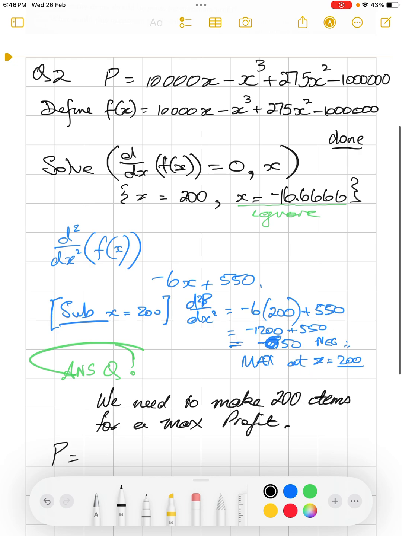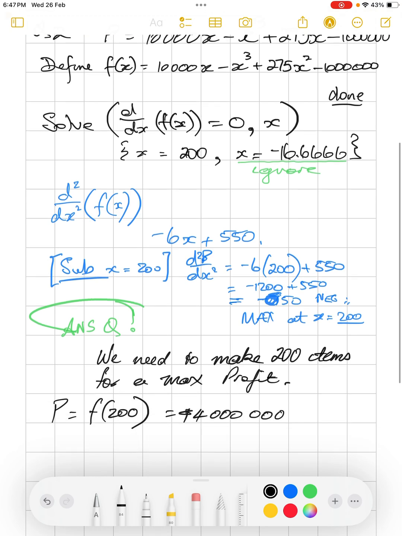That's a worded answer. The second part is, what would this maximum profit be? You simply substitute 200 into our formula. I'm just going to use the calculator and find f, because we've already defined it, put in the value 200 and hit enter. It will say 4 million, therefore the maximum profit would be, in words, $4 million.